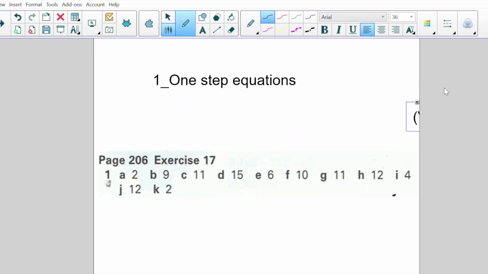Okay, what I'd like you to do now is pause the video, find the sheet attached to the assignment, 1_1-step equations, and I want you to try some of these one-step equations. The answers are here. I'll leave them up, but you will also find the solutions attached to the assignment as well. This shouldn't take you more than about 10 minutes, so pause the video, do these questions, and then come back to the video for the two-step equations.